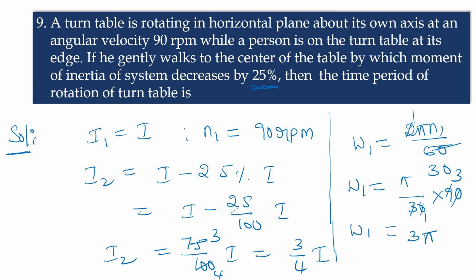Time period T is equal to 2 pi by omega. So from this we are writing T1 is equal to 2 pi by omega 1. Omega 1 is equal to 3 pi, so pi pi gets cancelled. T1 is equal to 2 pi by 3 pi, pi pi gets cancelled, and we are getting T1 is equal to 2 by 3.